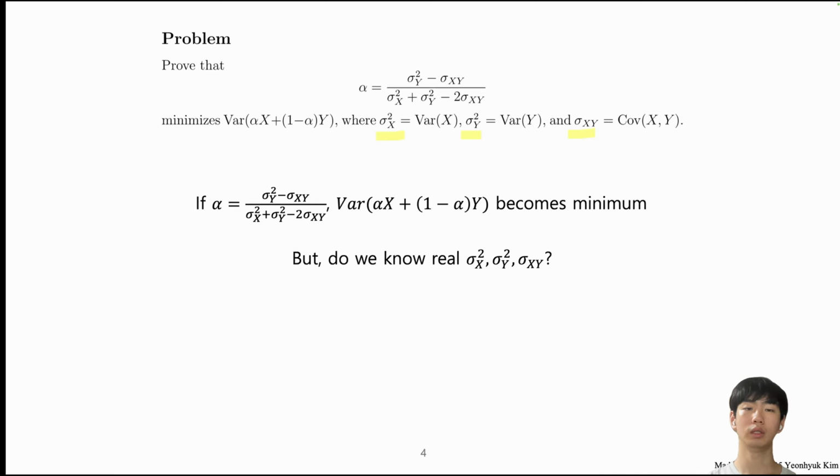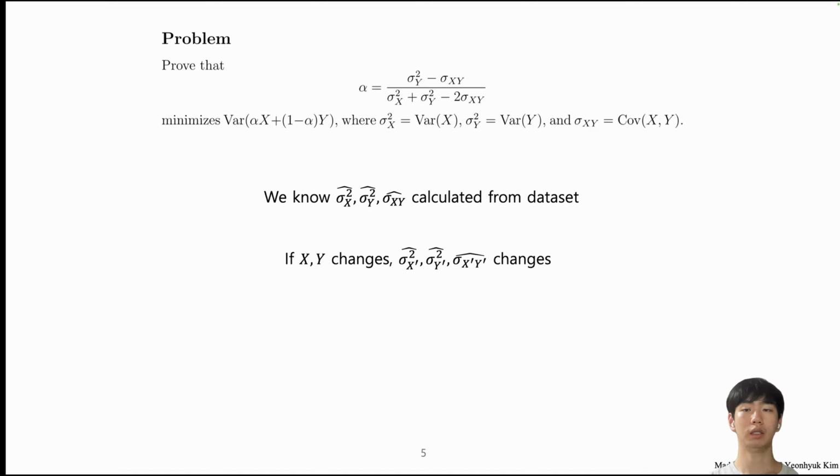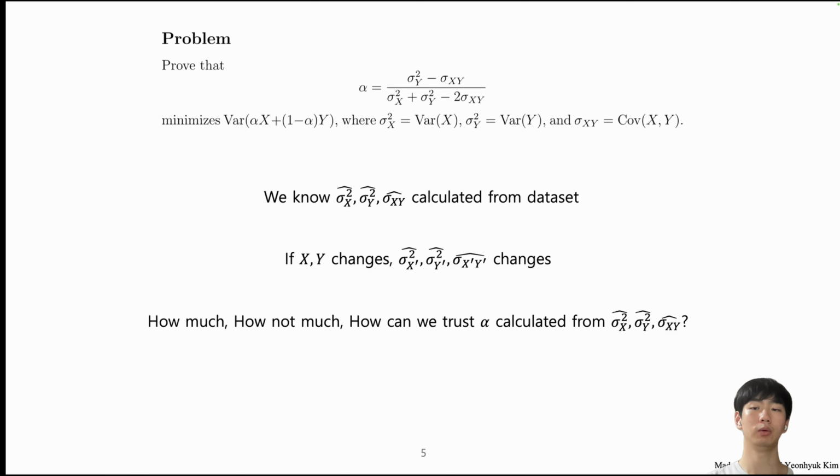However, do we know the real variance and covariance of X and Y? I don't think so. We can calculate the variance and covariance only with the given data set, and we will call these sigma x squared hat, sigma y squared hat, and sigma xy hat. If we have another data set of X and Y, the alpha value will change, since the variance and covariance of the other X and Y change. So this is what we want to know: how much it will change.